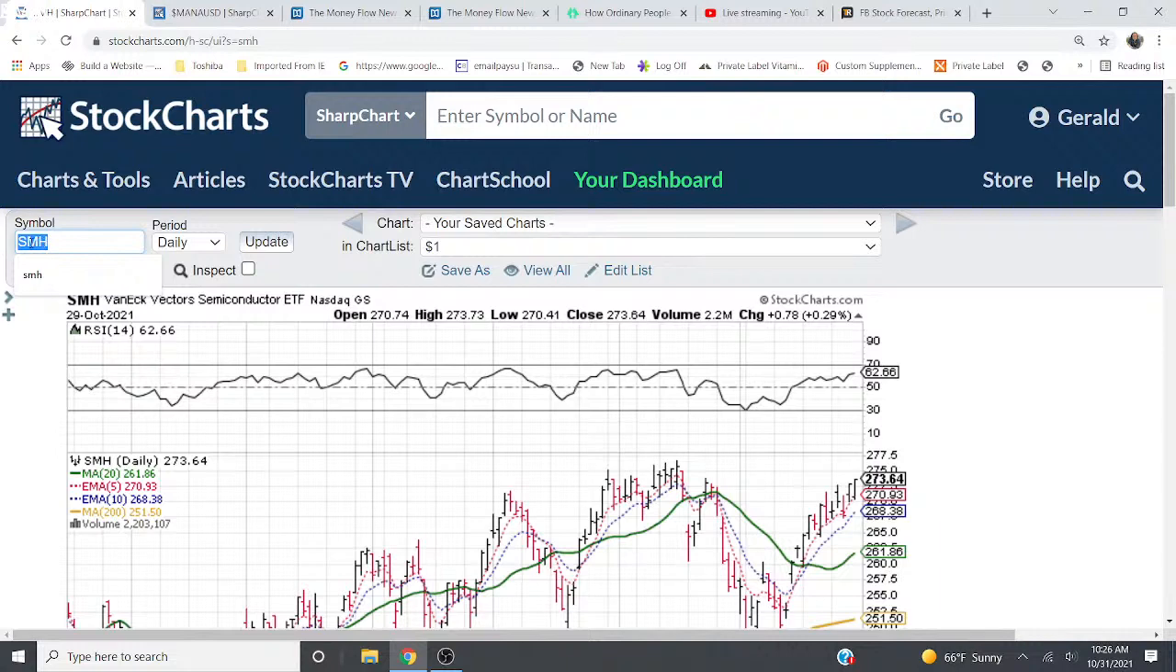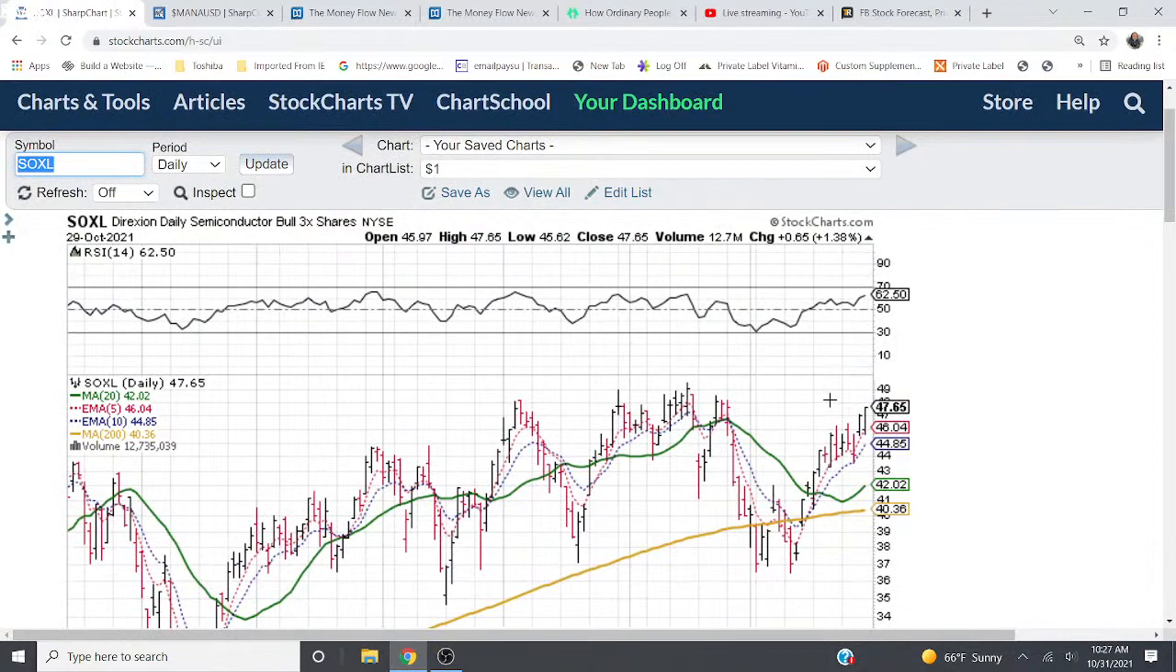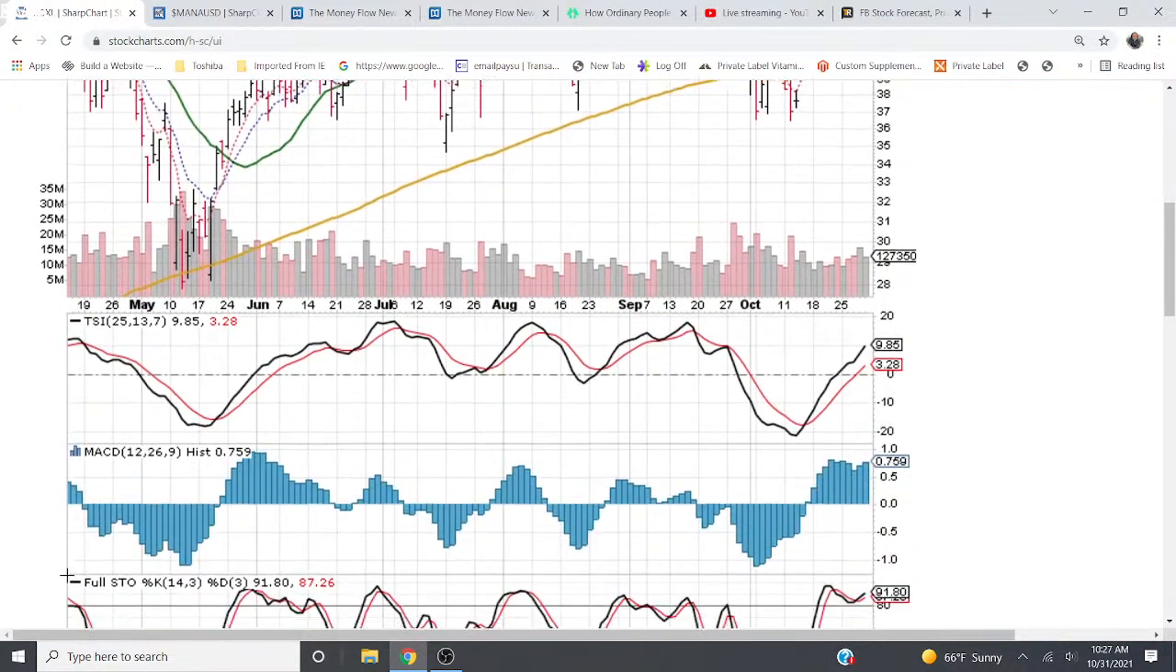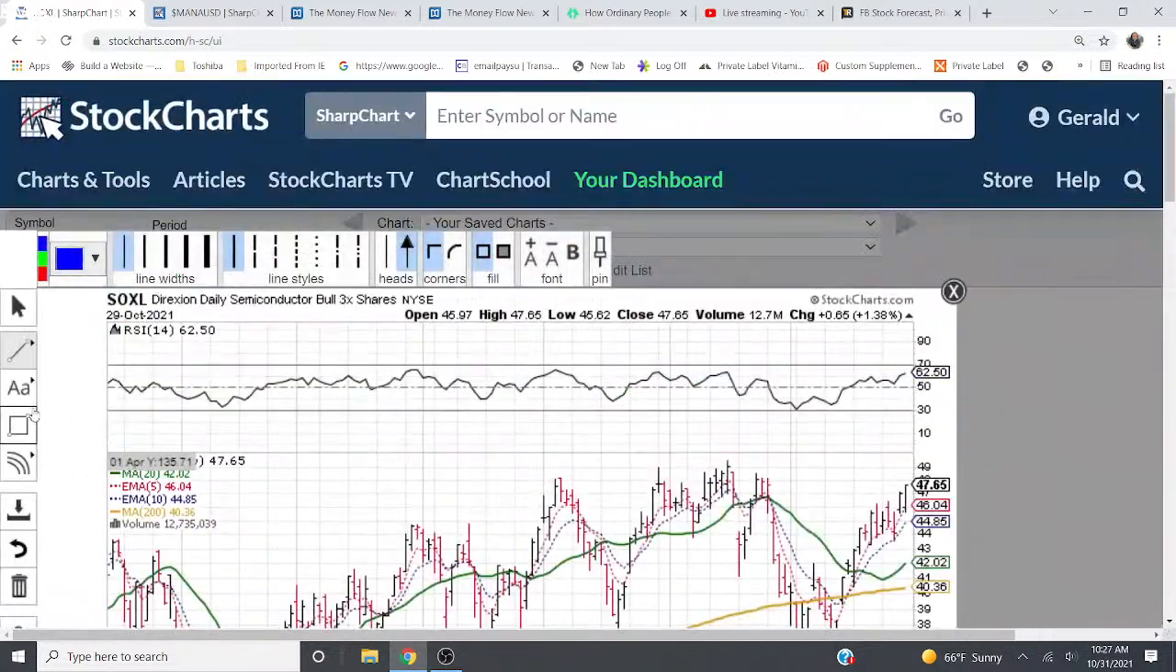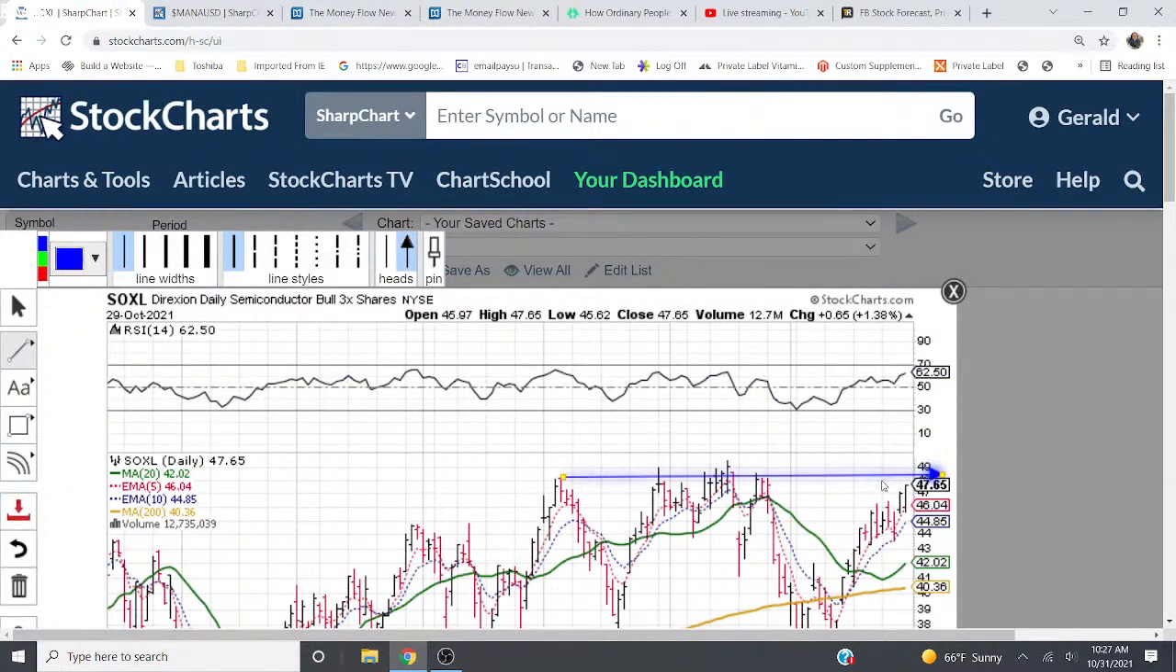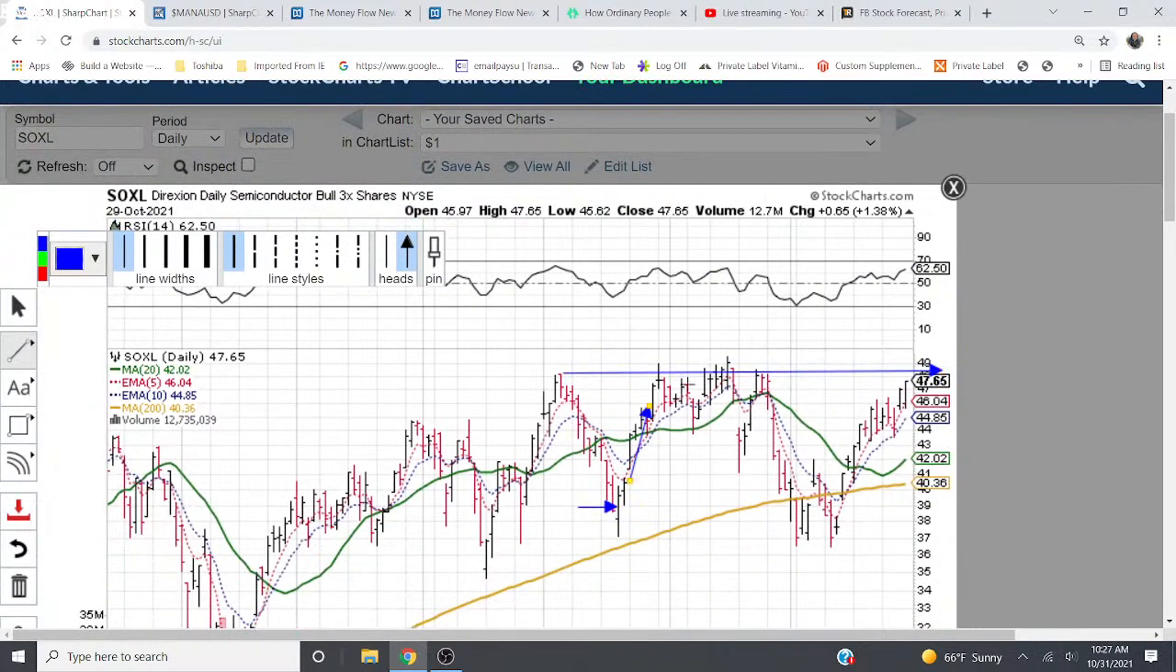So, what is the SOXL? Sorry. Our target's 48. It's probably going to hit it at the open on Monday. So what am I doing? Well, I'm going to sell some, probably about 20%. And there's the money flow. There's your break. It's going to hit. And then I'm going to let it run. When the RSI pegs extreme, I'm going to sell some more.